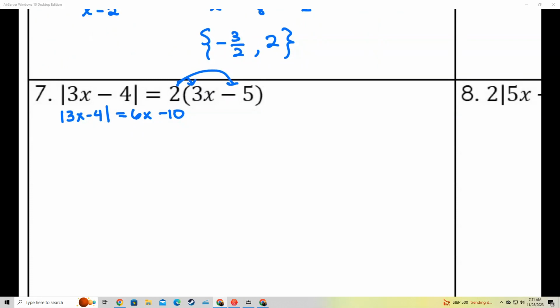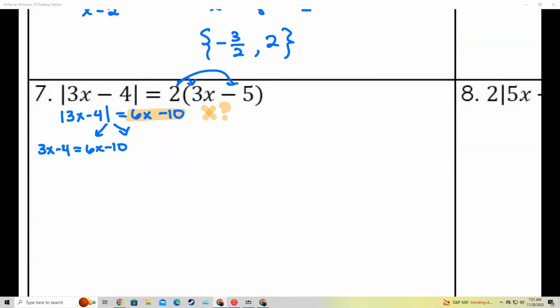Okay, so I take a look and I notice that there's an x. So because that absolute value has an x, then I need to go ahead and set this up as two different problems. The first one is going to be normal. So we're going to write 3x minus 4 is equal to 6x minus 10.